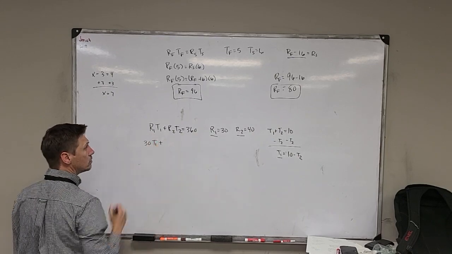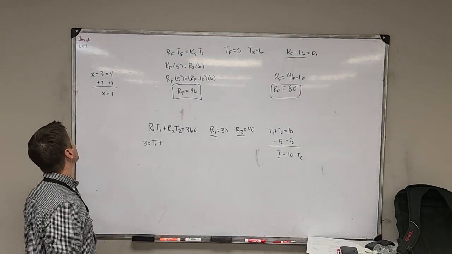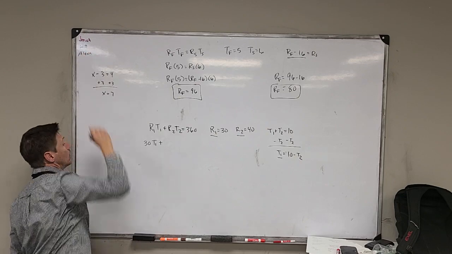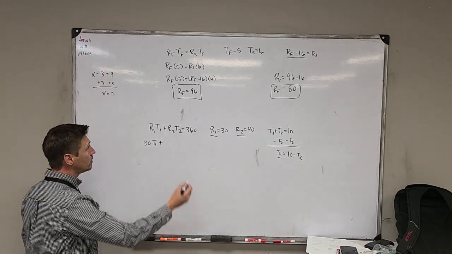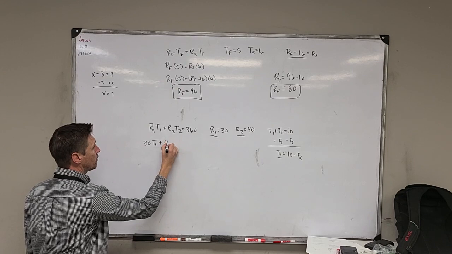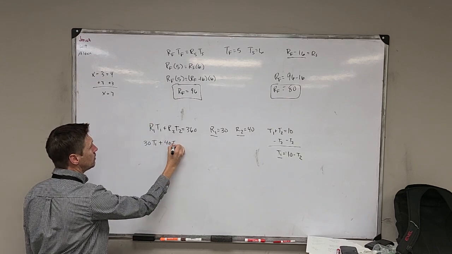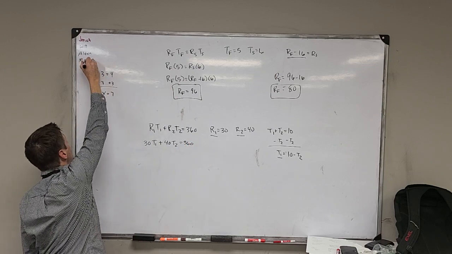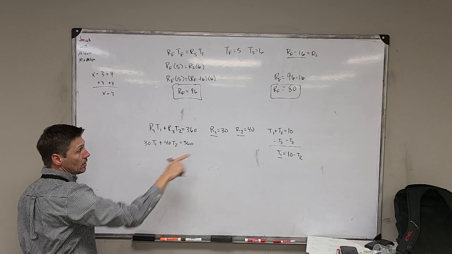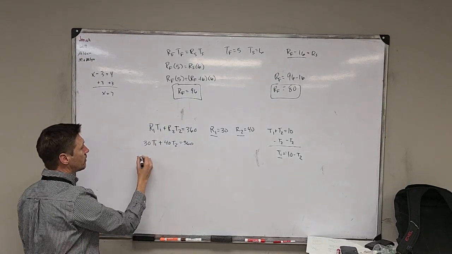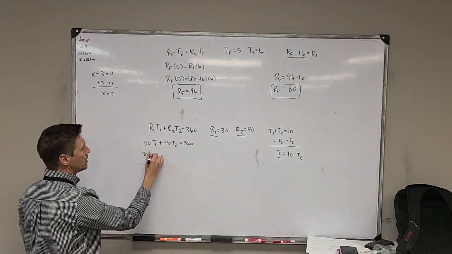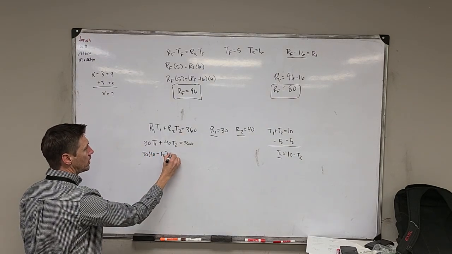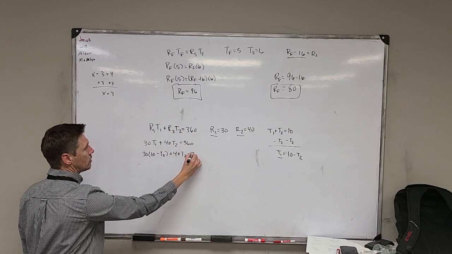What's R2? 40. R2 is 40, right? So we're going to plug that in for R2. 40 T2 equals 360. But that's not all that I know, right? I just solved for T1, so I can also plug that value in over there for T1. So I can say 30 times 10 minus T2 plus 40 times T2 equals 360.